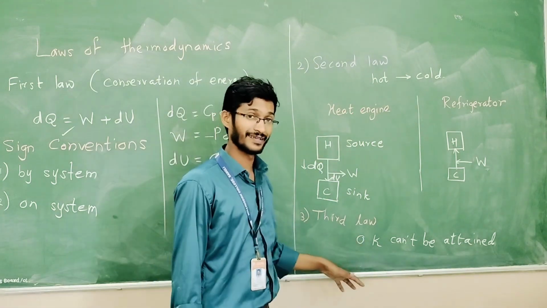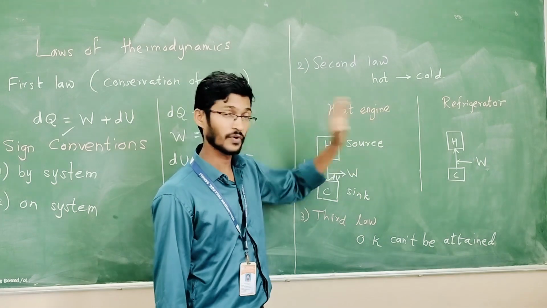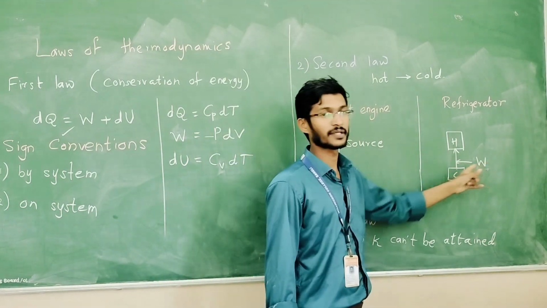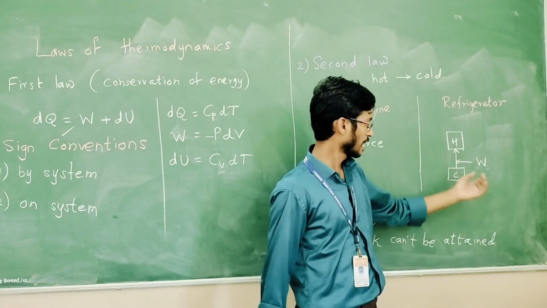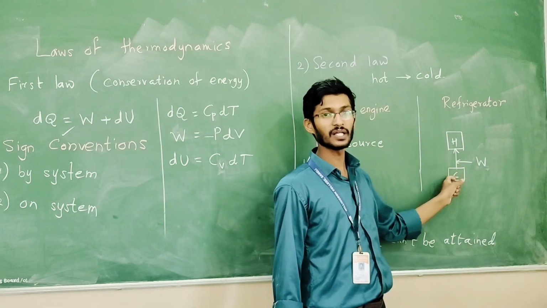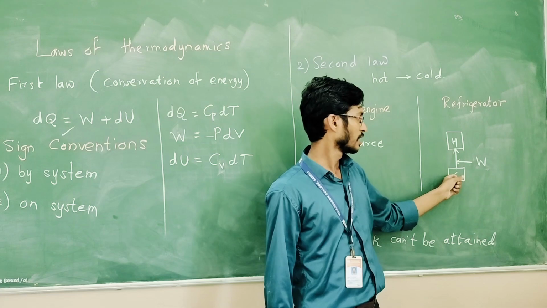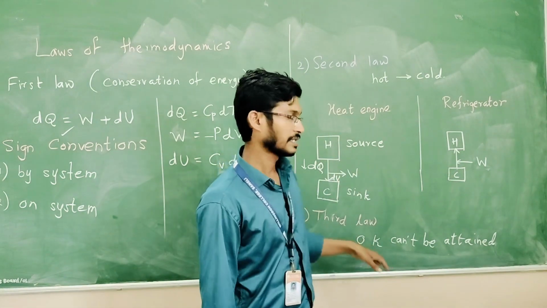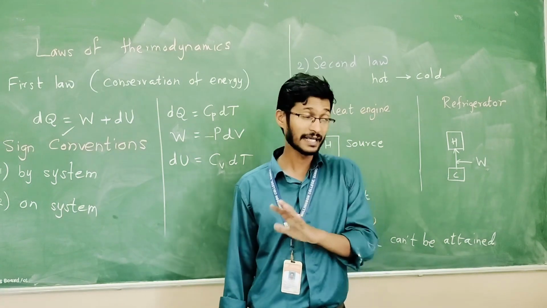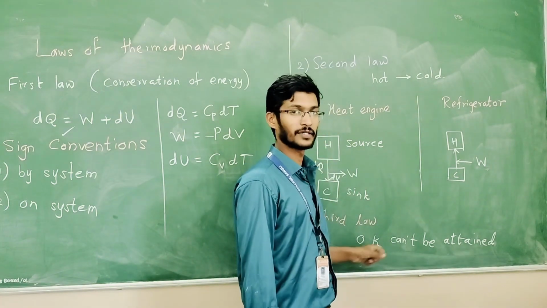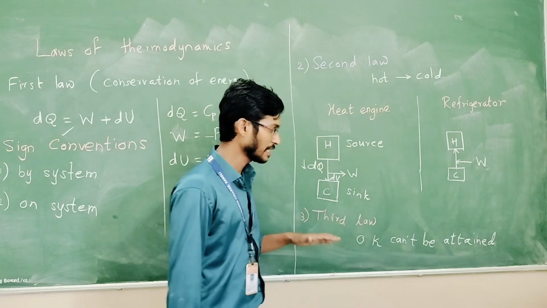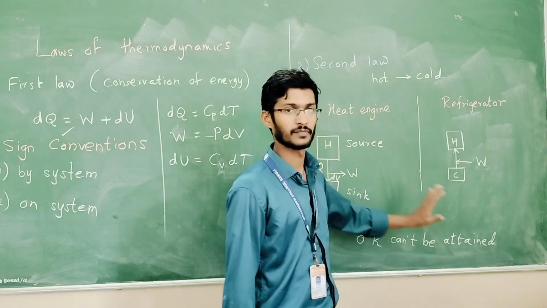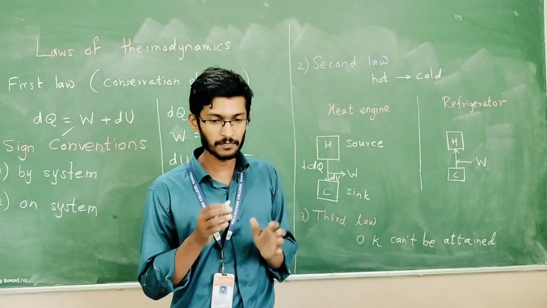Now the third law says, now this question arises in the second law, if we can give infinite amount of work, can we attain the temperature equal to 0 Kelvin here? And the answer is given by the third law, that 0 Kelvin cannot be attained. Okay, 0 Kelvin, not 0 degree Celsius. 0 Kelvin cannot be attained by any external work. So these are basic three laws.